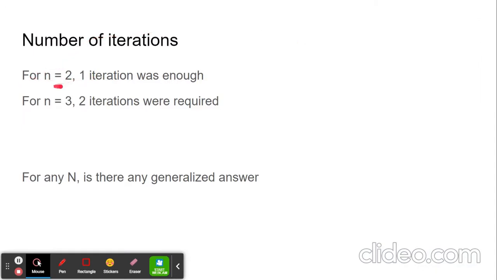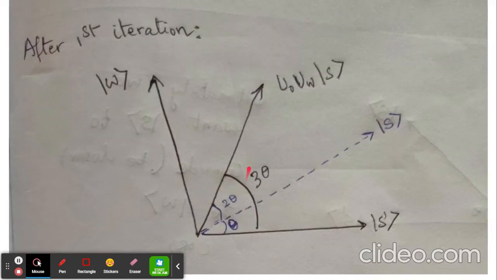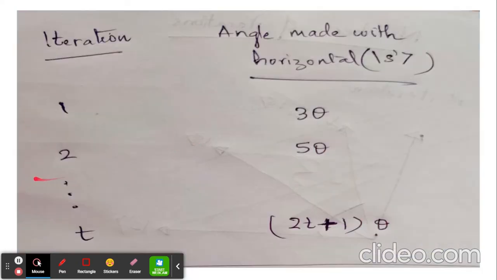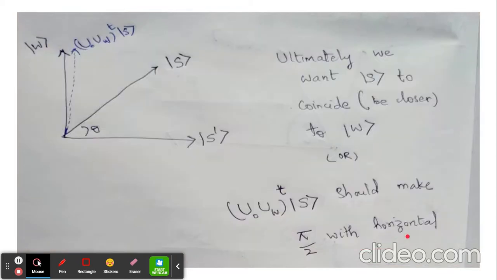You might have observed that for n equal to 2, we did only one iteration. For n equal to 3, we did only 2 iterations. Is there a generalized answer for any n? Here, the geometrical interpretation will help us. After the first iteration, you might have noticed that U0 UW makes an angle 3 theta with S dash. For the second iteration, if you calculate the same, you get 5 theta. So by induction, after t iterations, it should make 2t plus 1 times theta.